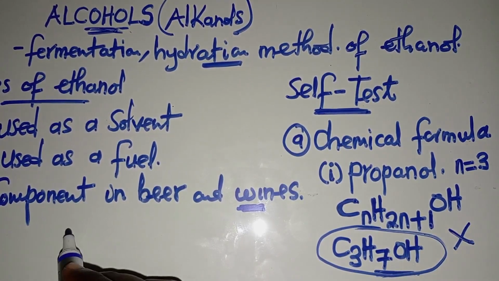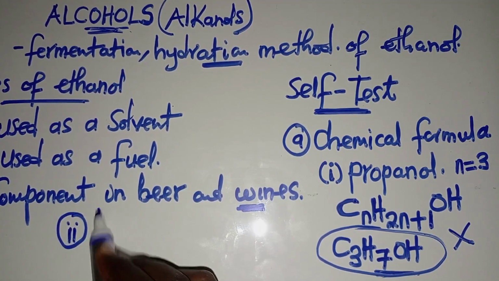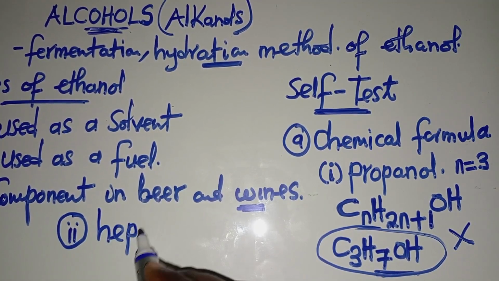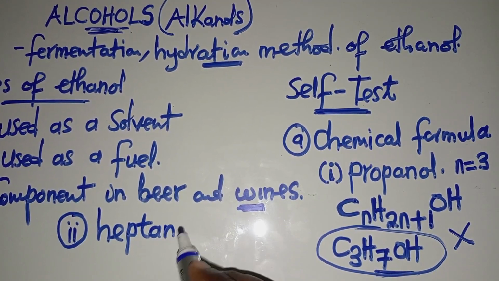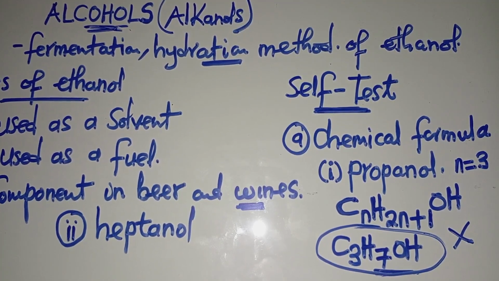We move now to the second one. We are writing chemical formulas. Here you are told to write heptanol. So how can we write heptanol? Write the chemical formula under 1 minute.